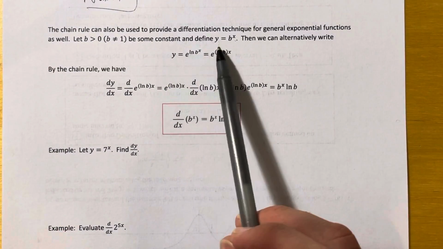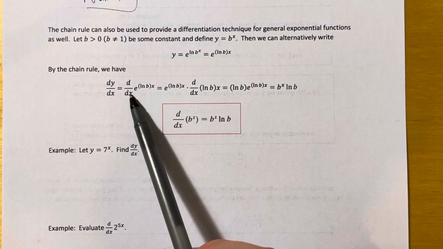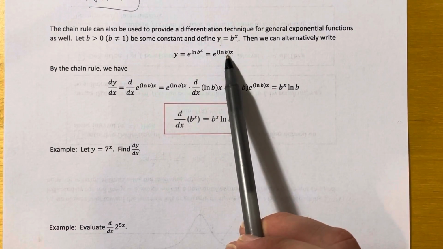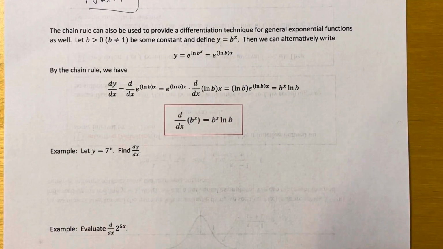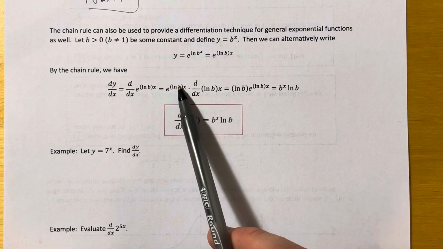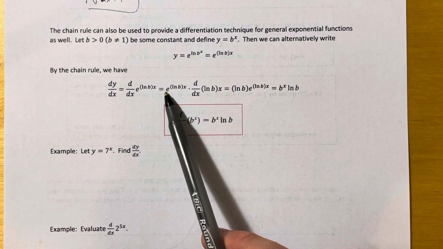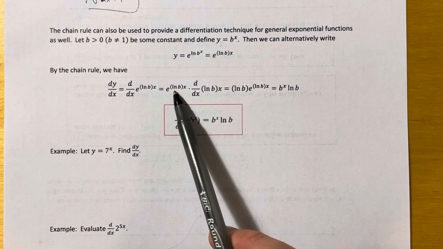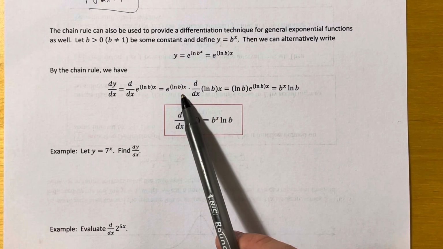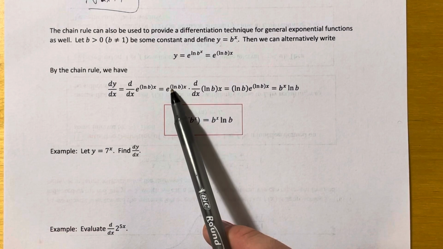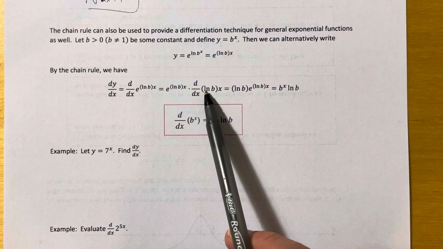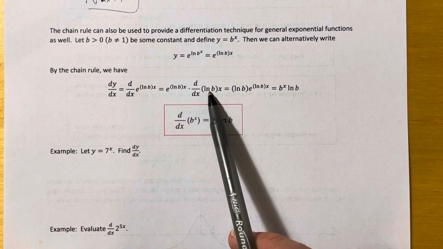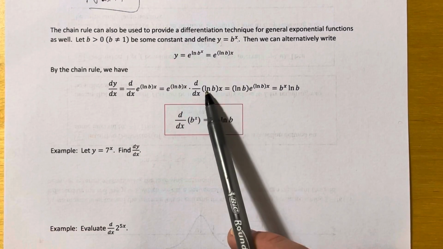So treating it this way, dy dx is equal to the derivative of this expression here. And we've done derivatives of a couple of exponential functions composed with other functions. We know that the derivative of the outside function is still e to the x, evaluated at the inside function, which looks like e to the natural log of b times x. But then we need to multiply by the derivative of that inside function, the derivative of my exponent. And remember, once again, the natural log of b is just a constant. So anytime we differentiate a constant times x, we're just left with that constant. This just leaves me with a natural log of b.